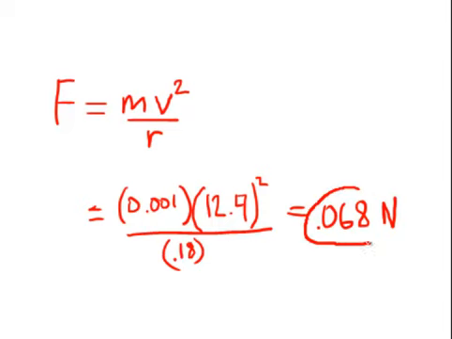And that doesn't sound like a whole lot, but 0.068 newtons for a 1 gram particle. A gram is tiny. 0.068 newtons is actually quite significant.